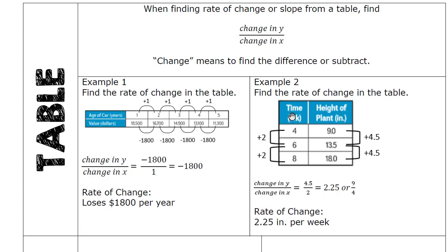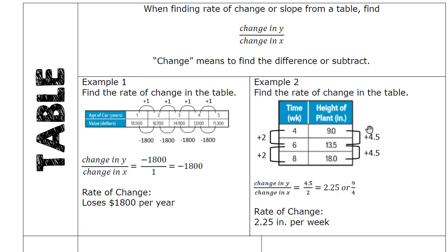we're looking at the time in weeks versus the height of the plant. And the height of the plant depends on the time in weeks. So this is my dependent variable, my y. My change in y, how do I get from 9 to 13.5? Well, I'd have to add 4.5. From 13.5 to 18, I would have to add 4.5.